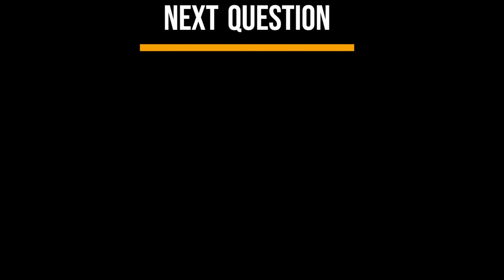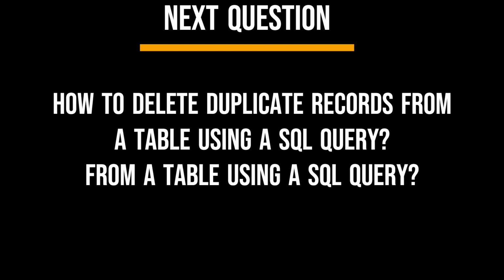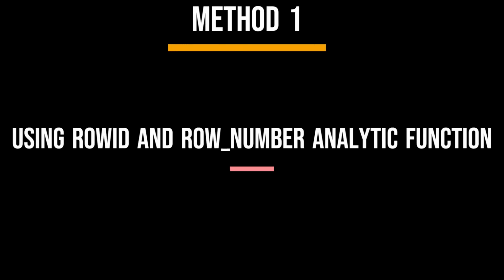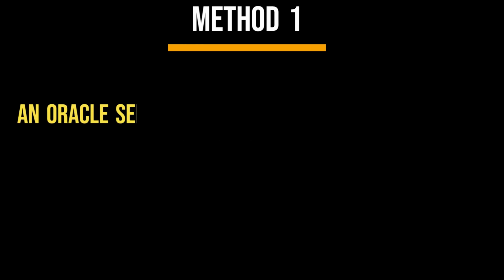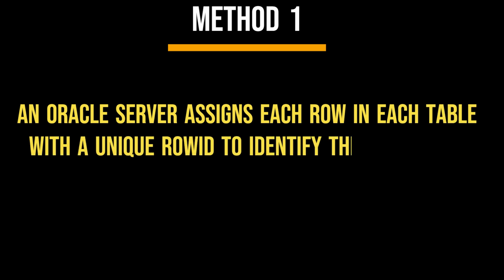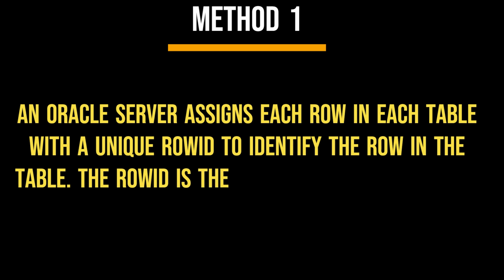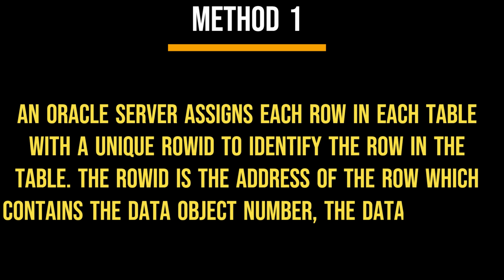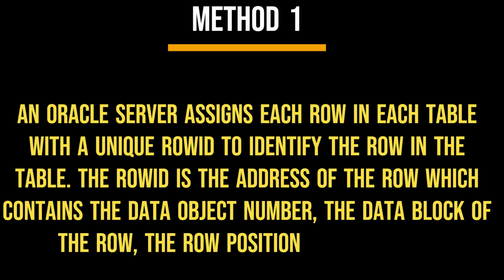Next question. How to delete duplicate records from a table using a SQL query. Solution. Consider the same employee table as source, discussed in the previous question. Method 1. Using row ID and row_number analytic function. An Oracle server assigns each row in each table a unique row ID to identify the row in the table. The row ID is the address of the row, which contains the data object number, the data block of the row, the row position and the data file.